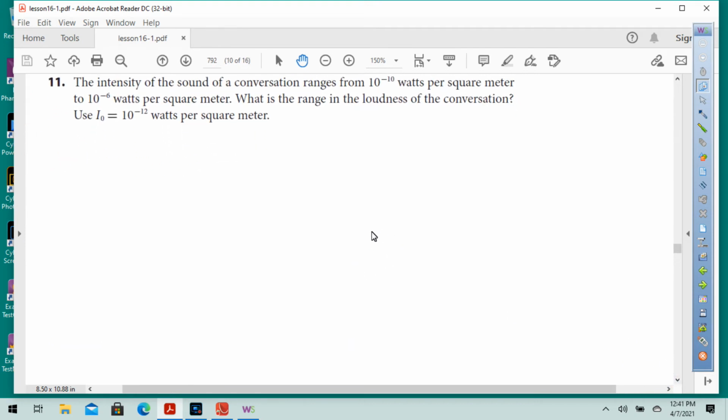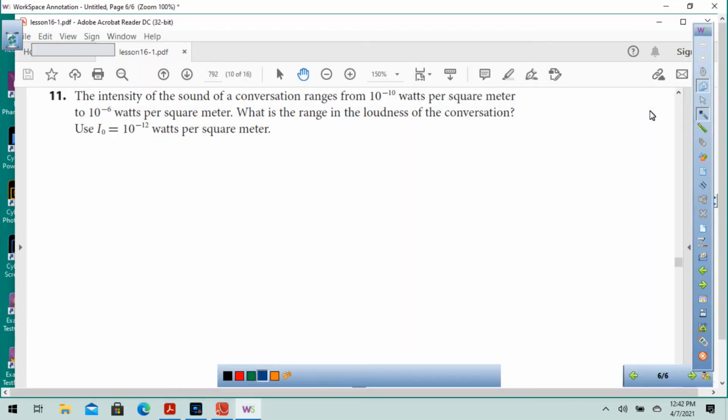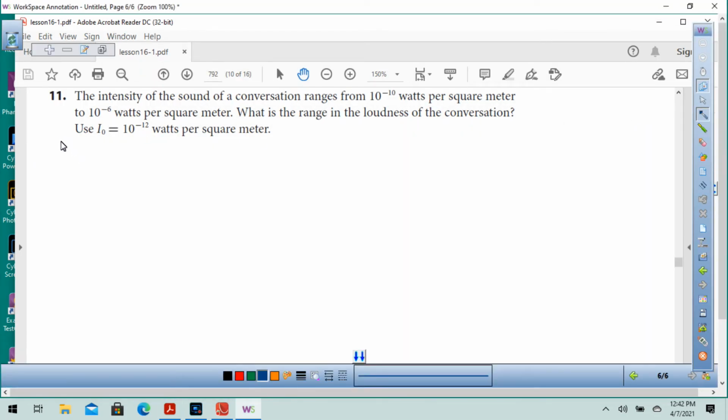The intensity of the sound of a conversation ranges from 10 to the negative 10 power watts per square meter to 10 to the negative 6 power watts per square meter. What is the range of the loudness of the conversation? Use I sub 0 equals 10 to the negative 12 watts per square meter. So for the loudness, you have to go back to get the formula.